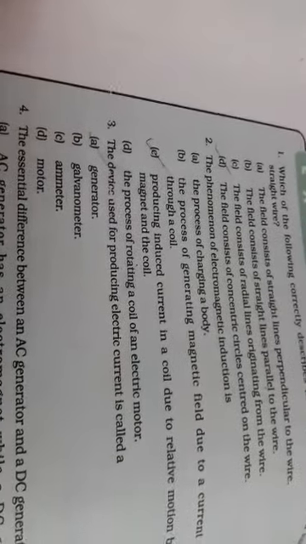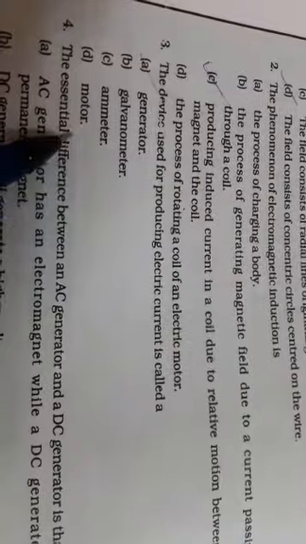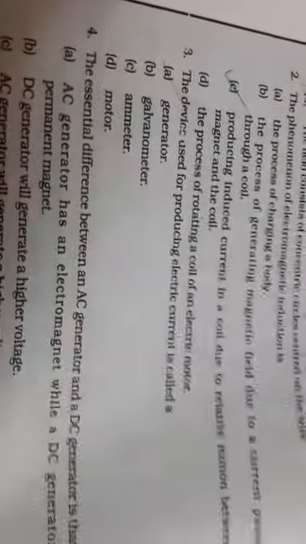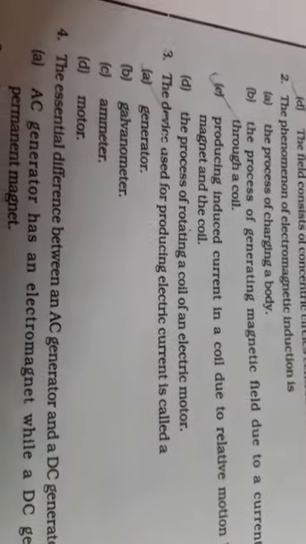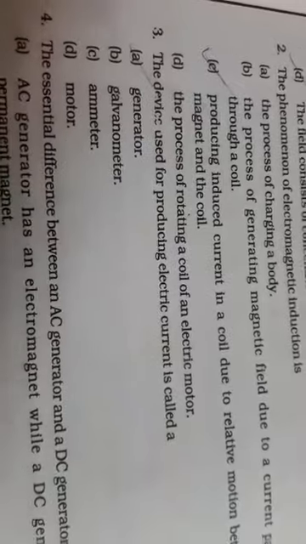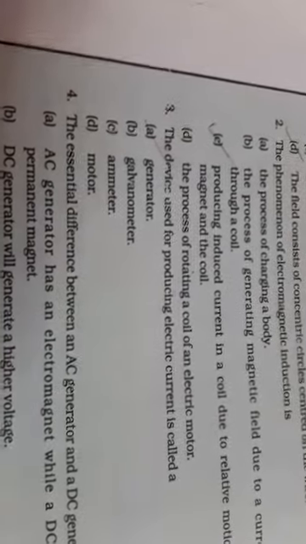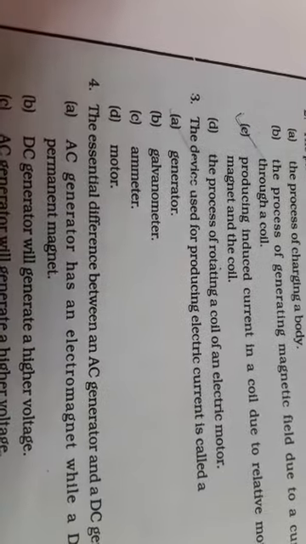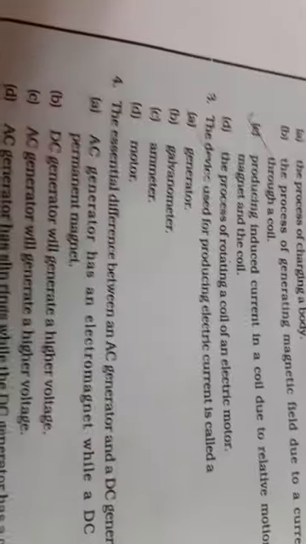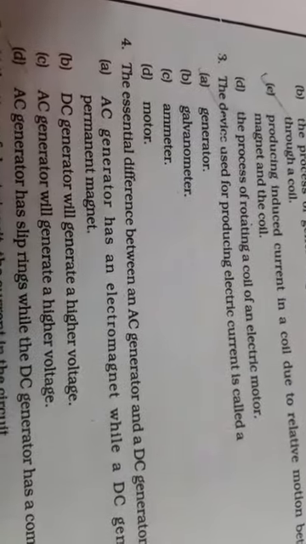Now the device which is used for producing electric current is called: generator, galvanometer, ammeter, motor. The answer will be generator, because a generator is a device which produces electric current, or we can say that it converts mechanical energy into electrical energy. Galvanometer is a device which shows the deflection or the presence of the current. Ammeter is a device which measures the current, and motor is a device which converts electrical energy into mechanical energy.